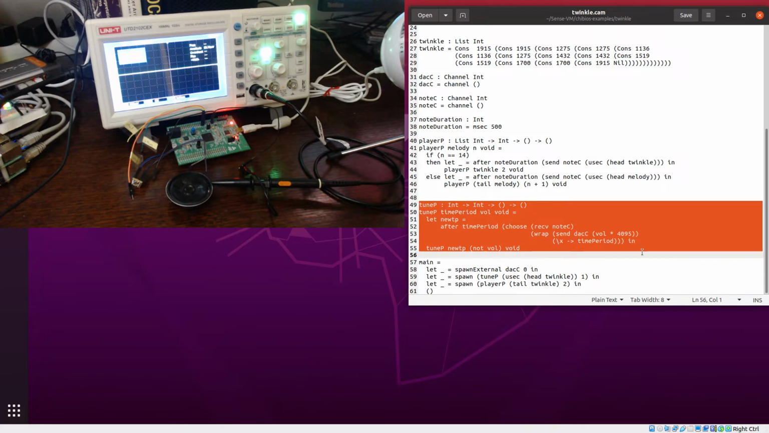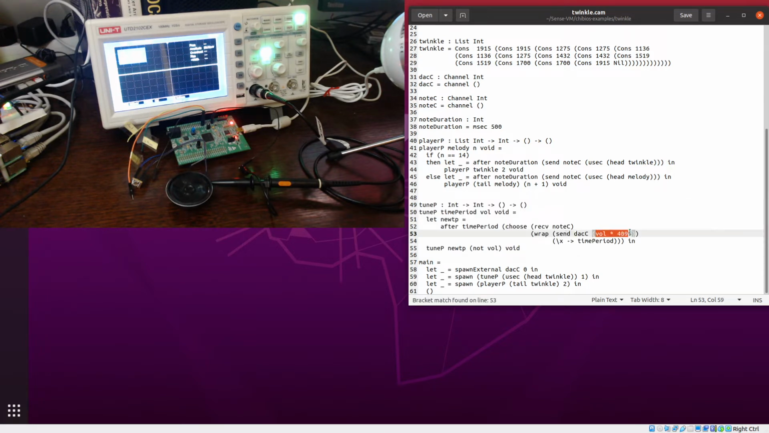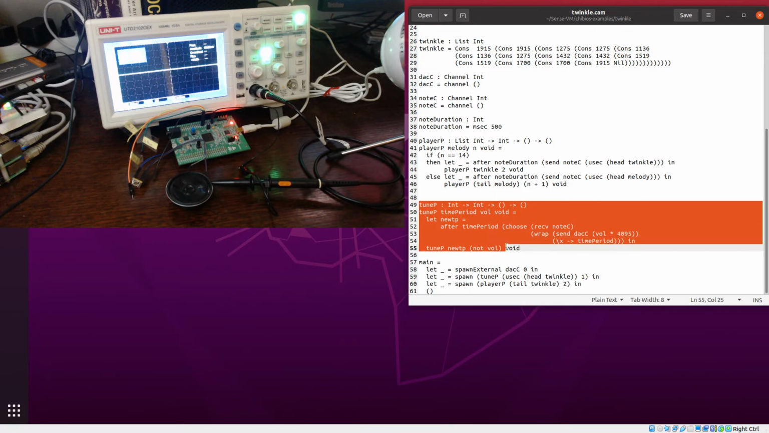Then let's jump down to tune P, which is the high frequency running process. It takes care of writing high and low values to the DAC, and the DAC is 12 bits, so what we're writing to it is this volume times 4095, and we switch volume between 0 and 1 as often as the half period of the note indicates. So to generate a 440 hertz signal, this thing needs to execute 880 times a second.